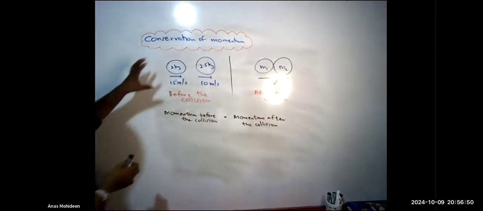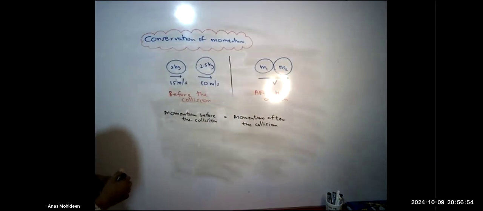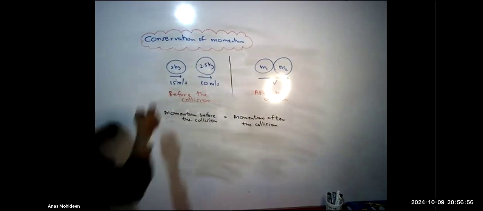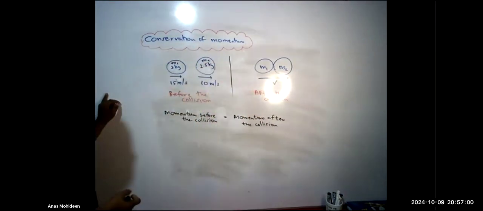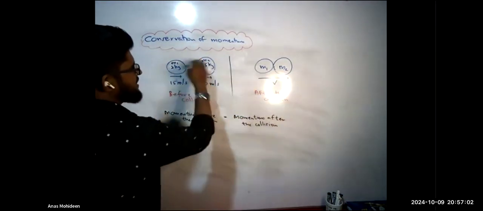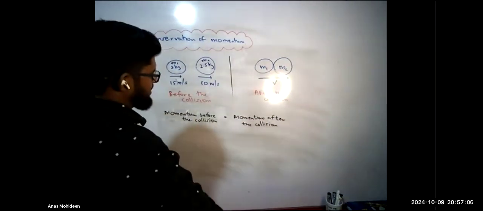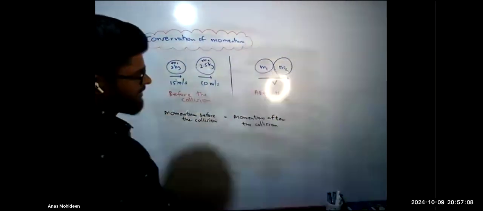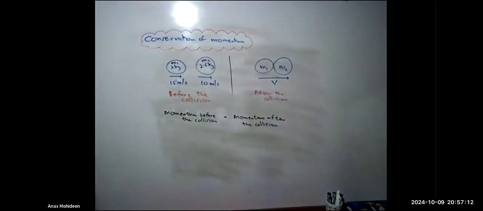All right. So these two combine, and then what happens? This is M1 and this is M2. After the collision, they move together. After the collision, both of them move together. So we want to find out the velocity here.